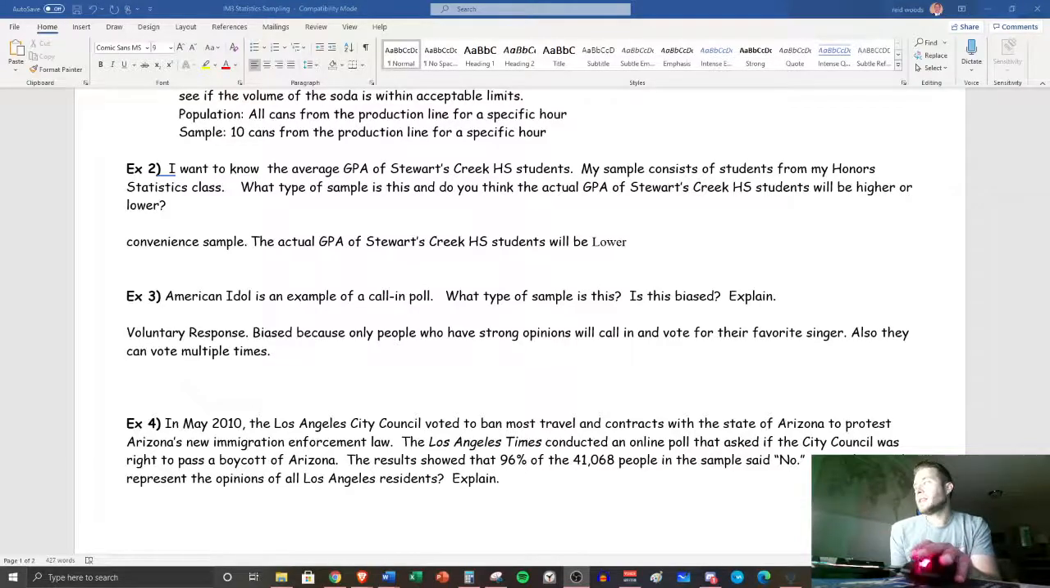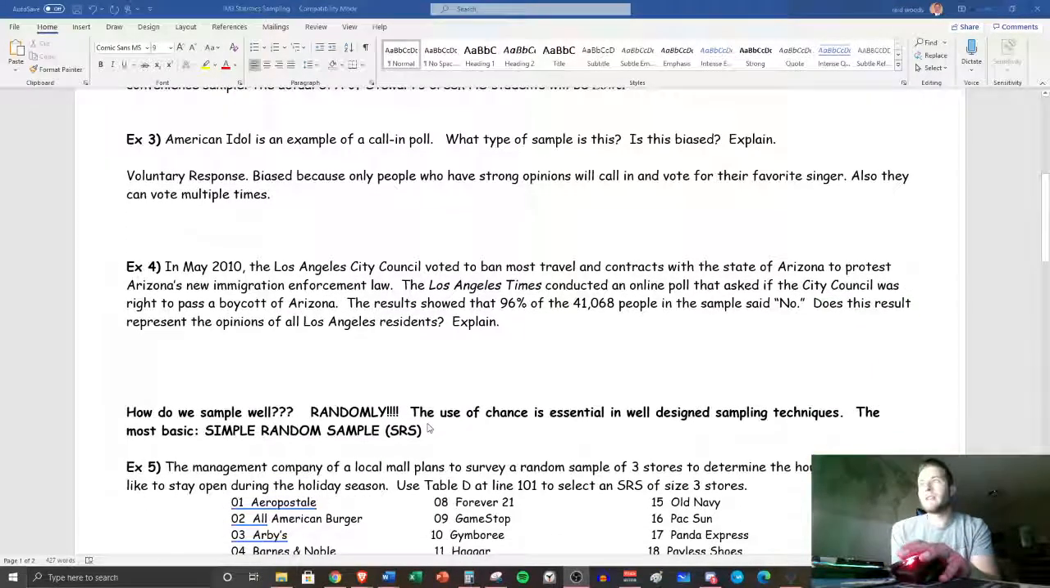Okay, and then example 4. This has a lot. There's a lot to read here, and that's kind of how stats is, by the way.